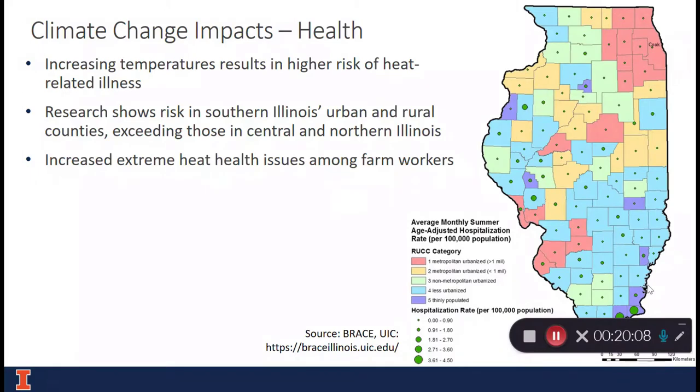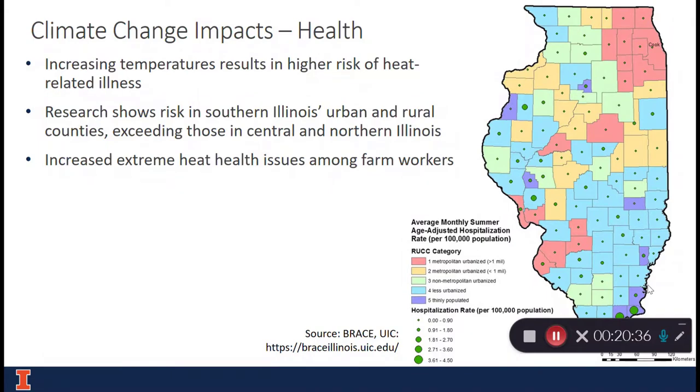What we're showing here on the right-hand side, this map, is the green dots. The size of the green dot indicates the heat hospitalization rate per capita, estimated over the period 1987 to 2014 across Illinois. When we see increasing temperatures, particularly in the spring and summertime, that increases the risk of heat-related illness and heat health issues related to that heat exposure.